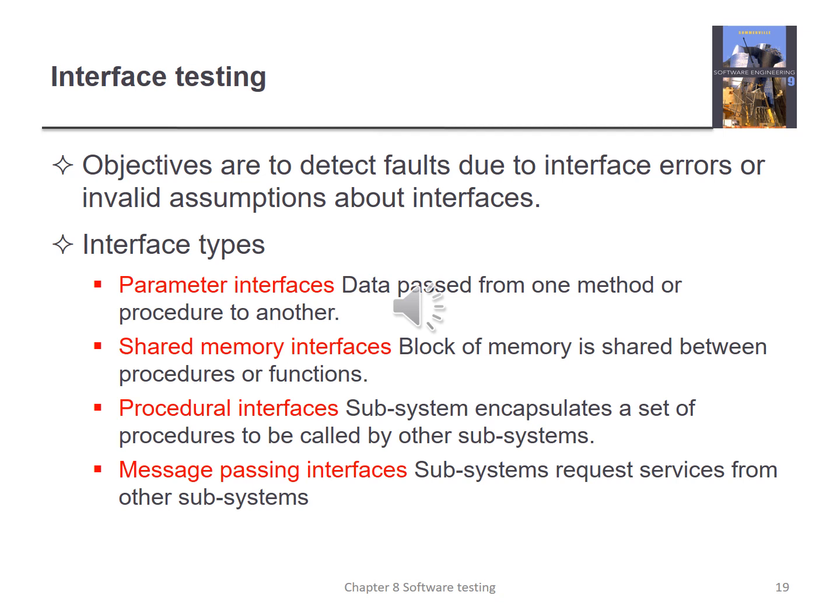Well, the types: we check for parameter interface. Data passed from one method or procedure to another. Shared memory interface. A block of memory is shared between procedures or functions, like a global attribute or whatever, all these. Procedural interface. A subsystem encapsulates a set of procedures to be called by others. Message passing interface. A subsystem requests services from others. So we send a message or return a message. We send a parameter, it returns back a message or whatever. That's the type of testing.